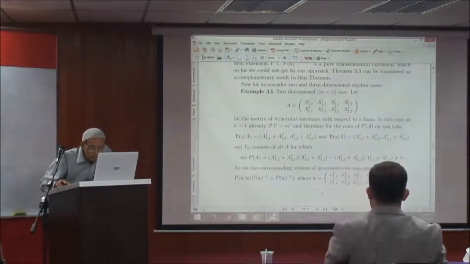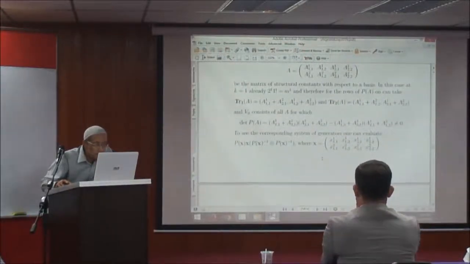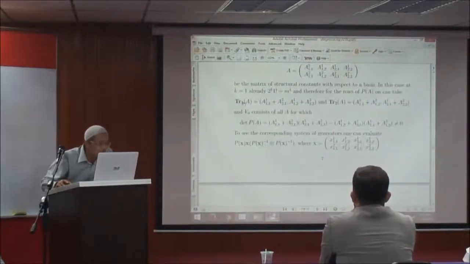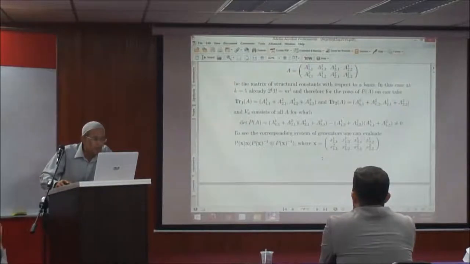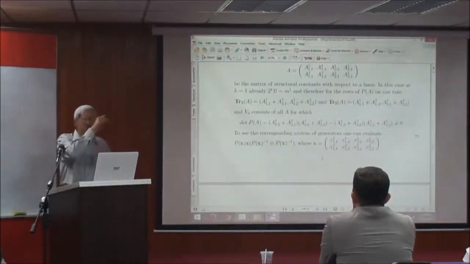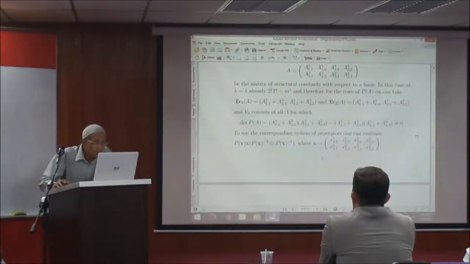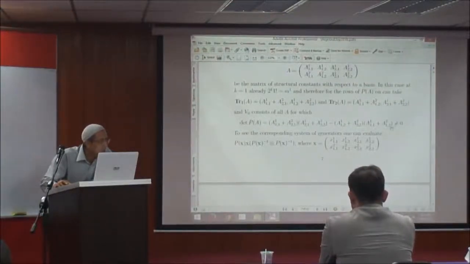Now, here you can get this two-dimensional case. The trace of this A you can evaluate, it is written here. Trace 2 you can evaluate. And these two are enough to construct, in this case, the corresponding matrix. So you have one row, another row, they put together, and you will get a 2x2 matrix. So P should be invertible, and therefore the determinant should be nonzero. So not all algebras are considered, only algebras for which this determinant is not zero.